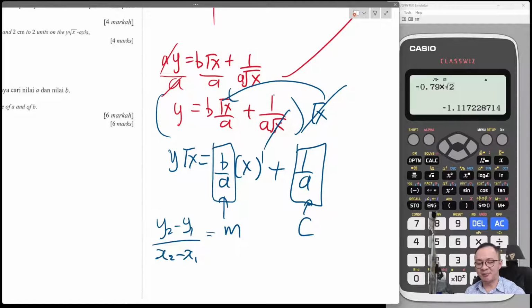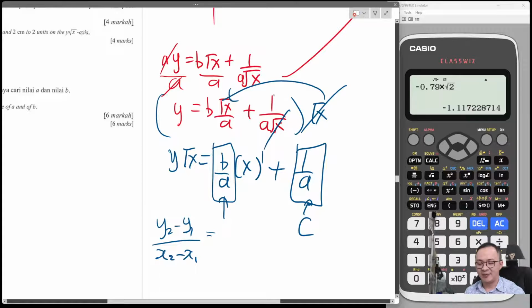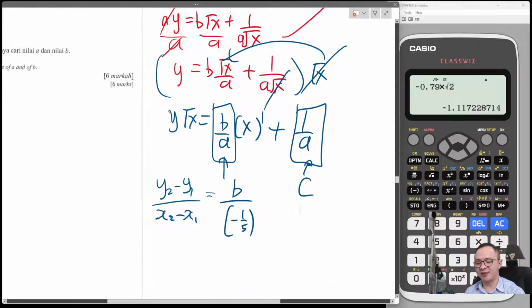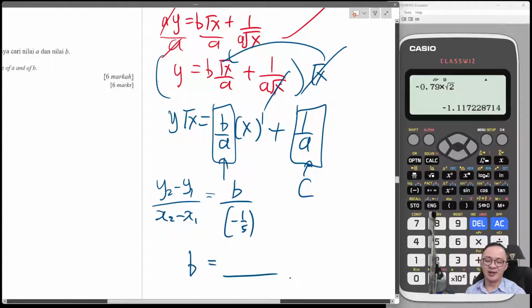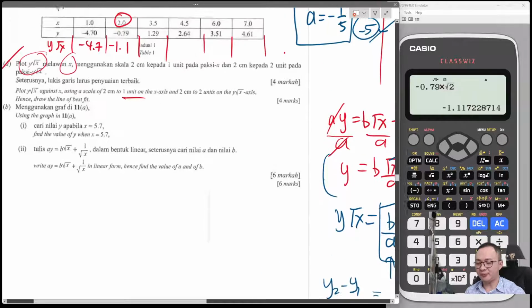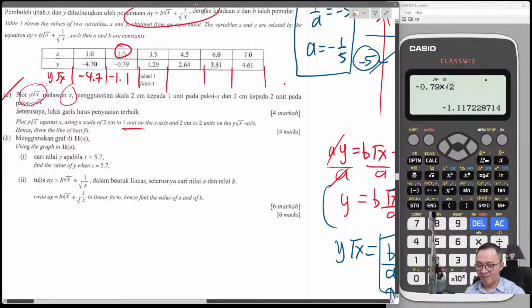Yeah, then you insert b over a. You got a just now, right? Negative 1 over 5. Insert it, solve it. Then you can easily get your b. Cool? Yeah. So I accidentally solved the a and b already.